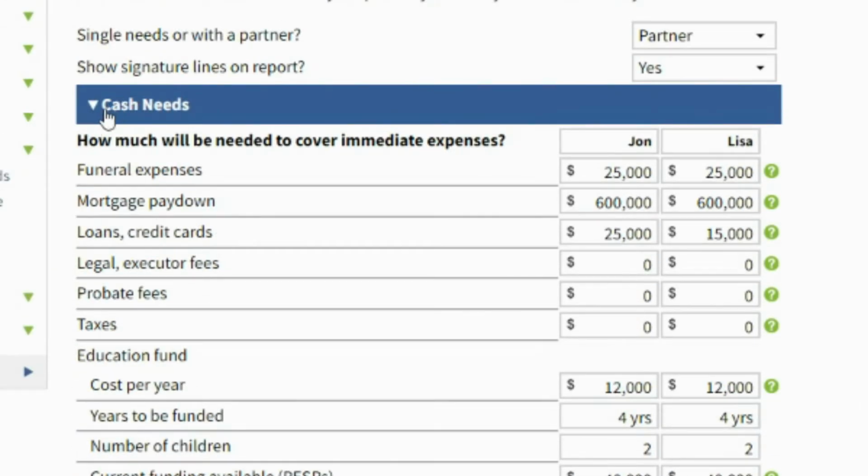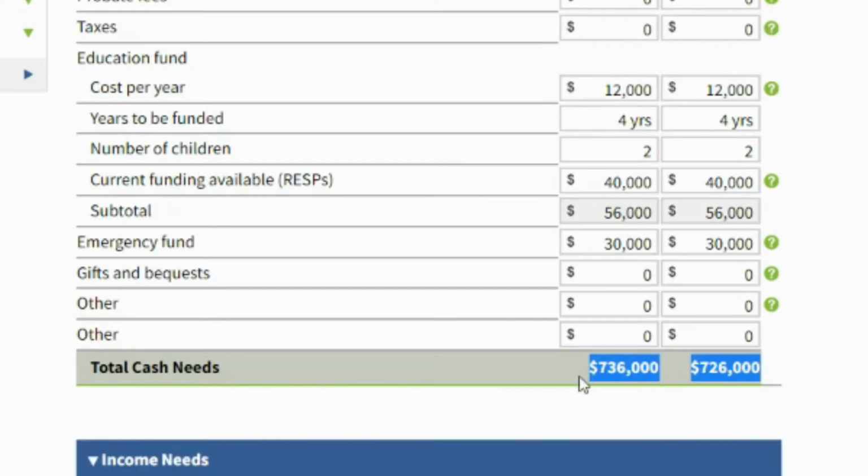Okay, so we completed the first part, which is called the cash needs, or also known as immediate needs. So you can see both John and Lisa have a different amount of $736,000 and $726,000. And that would be basically because Lisa has a little bit less debt than John does.